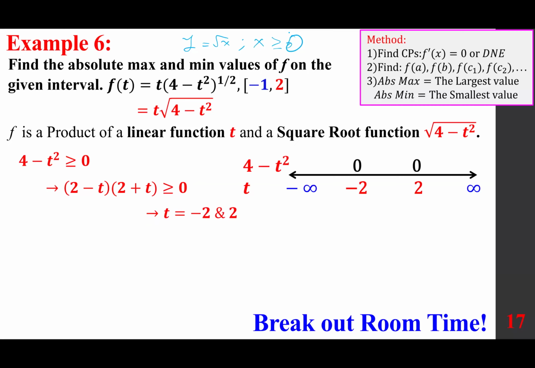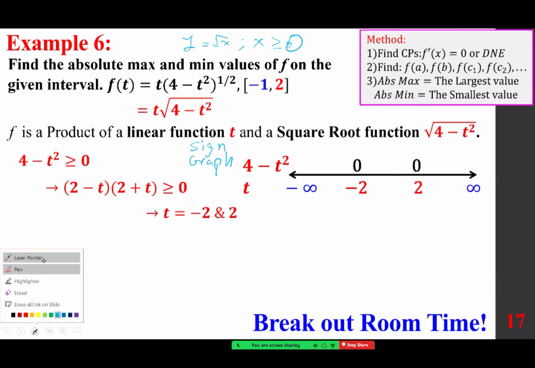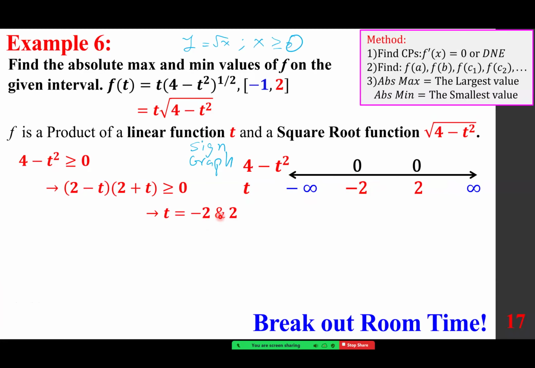So first and foremost, the name is a sign graph, everybody. A sign graph is a number line from negative to positive infinity. Over here, you put the independent variable t, x, whatever. And over here, you put all the numbers that make the expression either 0 or undefined. That's how the sign graph works. Nothing makes it undefined, but negative 2 and 2 make it 0, and you put them in order from smallest to largest. At negative 2, this expression is 0. At positive 2, the same thing.